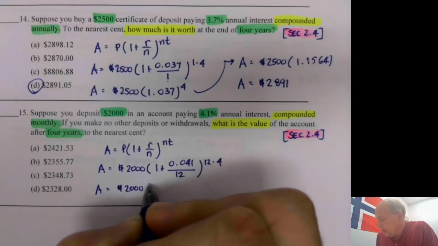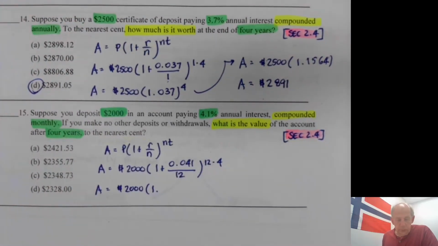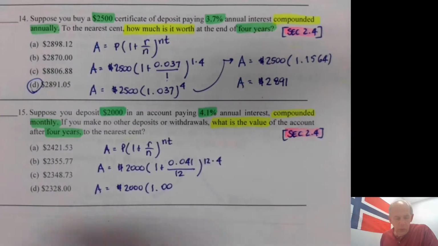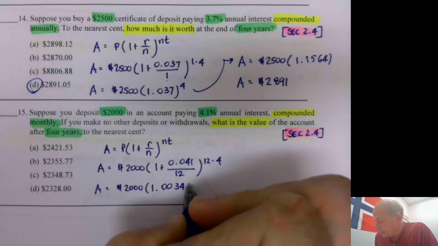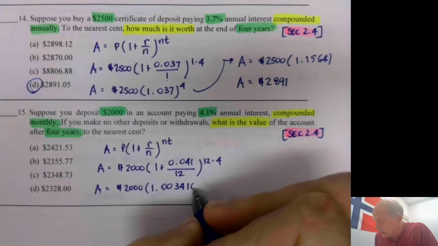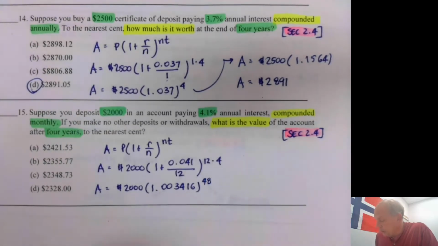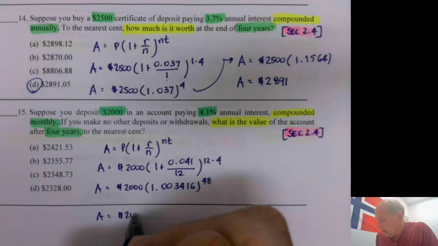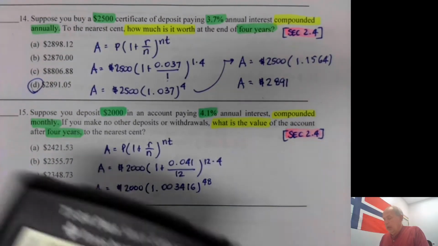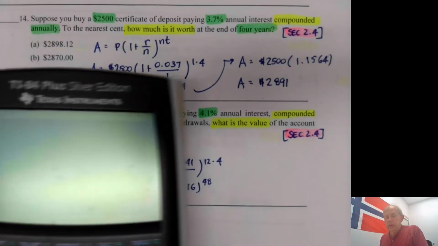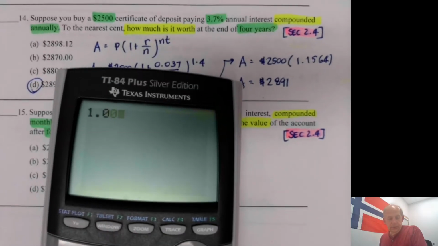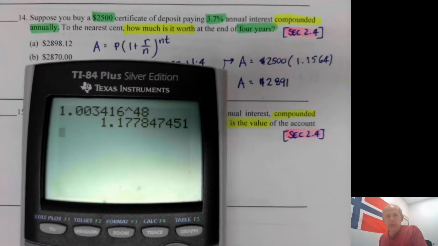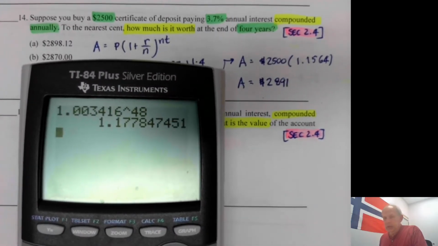Now again, it's just calculator time. I'm going to say 1 plus that value, 0.041 over 12, which is 0.003416. 12 times 4 is 48. So my future amount is $2,000 times, and then again going to my calculator, 1.003416 raised to the 48th power is 1.778.